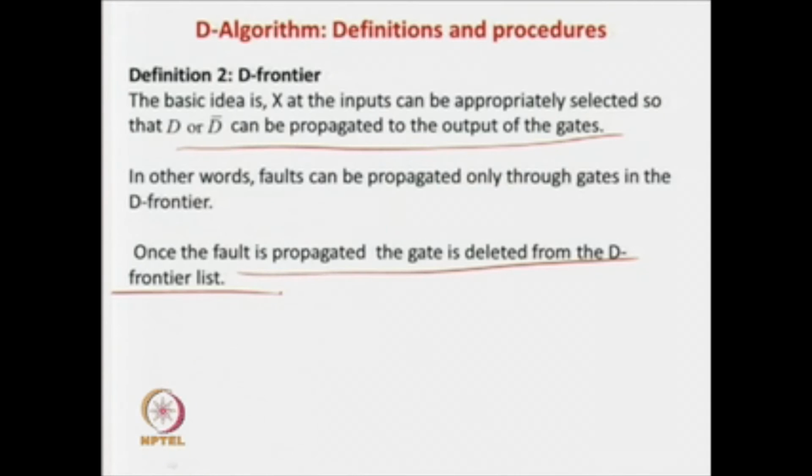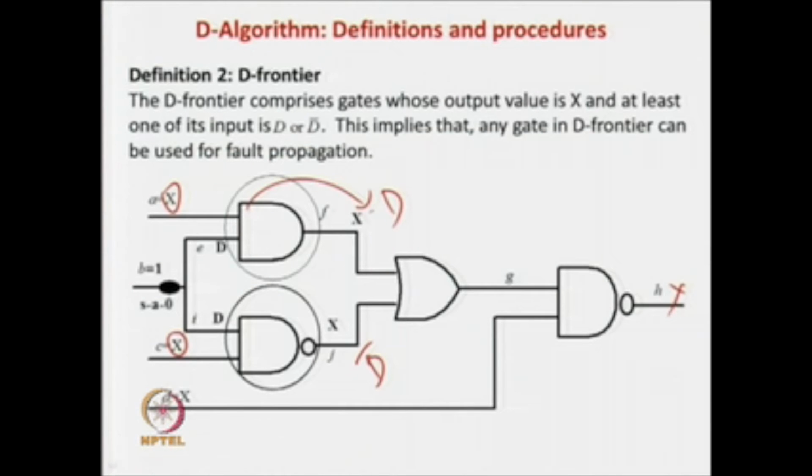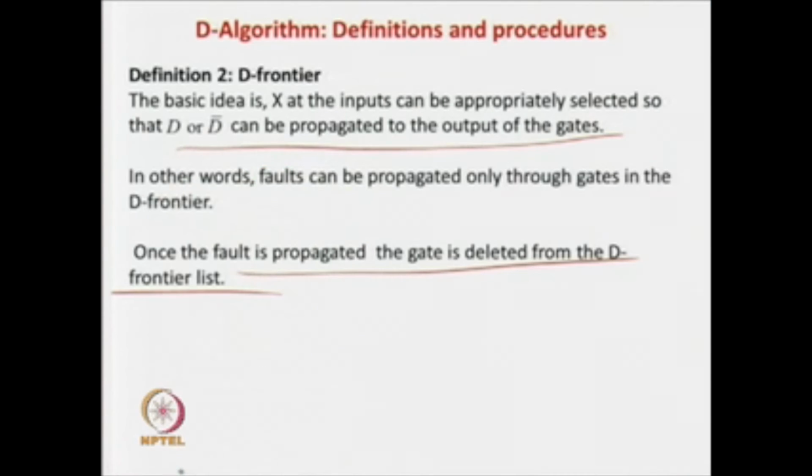So once the fault effect is propagated, say by making this 1, then this gate will no longer be in the D frontier, because you have already used this gate and the fault effect has been propagated. So this cannot be used again for propagating another fault effect. So it is to be deleted from the D frontier. That is the basic notion in this second definition.